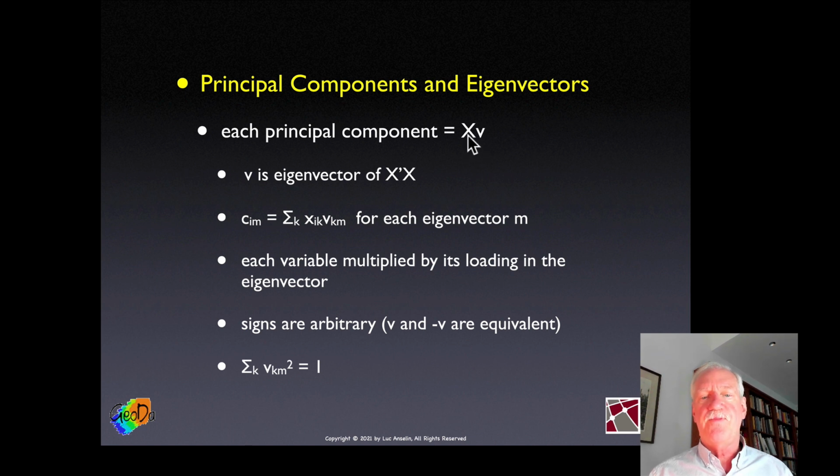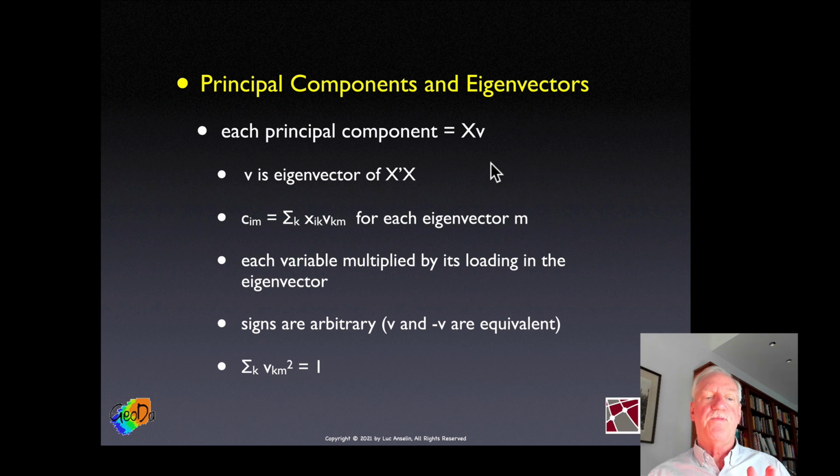So the original matrix, as I mentioned, has n rows, the number of observations, p columns, the number of variables. The eigenvector has p rows, one for each variable, so to speak, because the eigenvector is the eigenvector of the variance-covariance matrix X prime X. Recall in the previous lecture that we did the spectral decomposition of X prime X, or we did the singular value decomposition of X, and both of those gave us the eigenvectors.